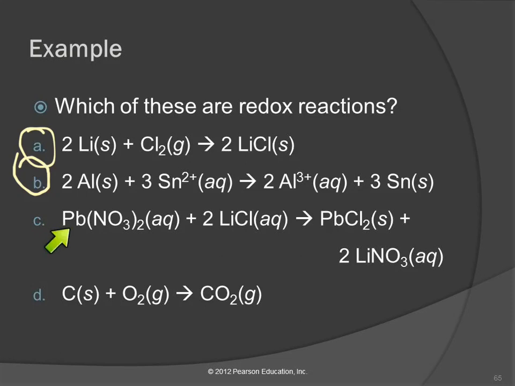How about this one? Is that a redox reaction? Does it fit the criteria we saw in the previous slide? No, it doesn't. If we look a little more closely, we've studied reactions like this. This is a precipitation reaction, right? Two soluble ionic compounds, and we're getting one insoluble compound and another soluble compound. This is lead(II) ion, this is lead(II) ion. This is nitrate, and there's nitrate. Here's lithium ion and lithium ion, chloride ion and chloride ion. Nobody changed charges. It's not a redox reaction.